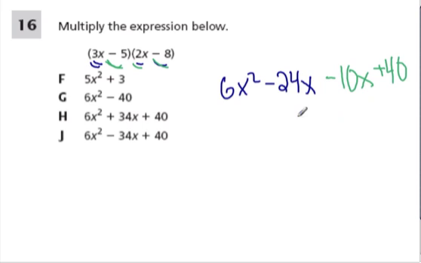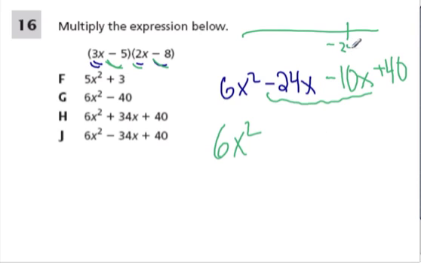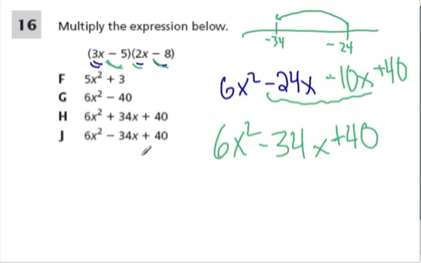So now we combine these. We have 6x squared. And these two, minus 24x minus 10x. Well, think about this again on a number line with the coefficients. We've got negative 24 minus 10. So we're going to hop 10 down this way. That brings us to negative 34. And I just know that because 34 is 10 apart from 24. So negative 34 has to be 10 apart from negative 24. So that's negative 34x, and then plus 40. I think we have the answer right here in J. Okay, and that's it for this video. Hope that helped.